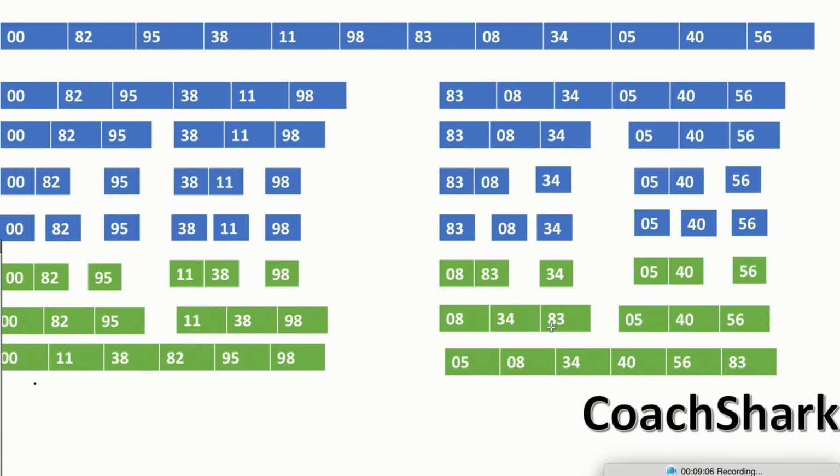We check for the next one, 5 and 8. As 5 is smaller, we add it here, 8. Now 8 and 40, 8, 34, 40, 56, 83. The steps are self-explanatory, and hence we have achieved our mission of solving the other half. Now our final goal is combining both.